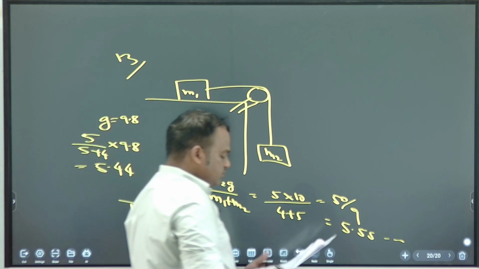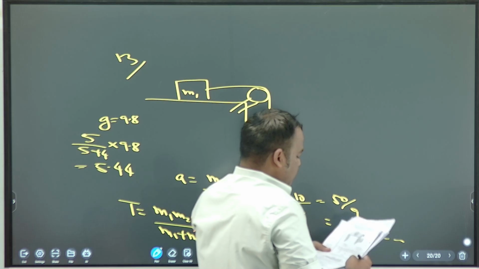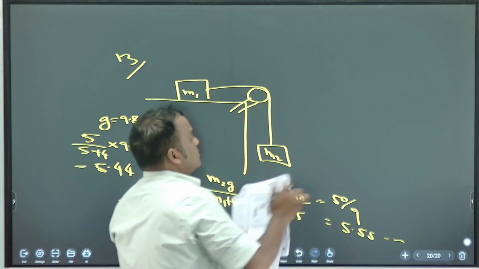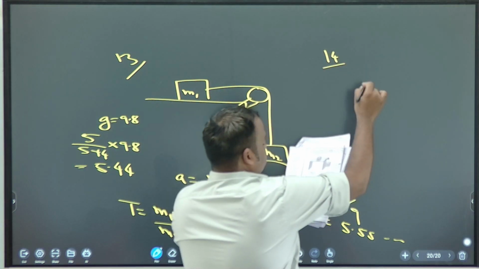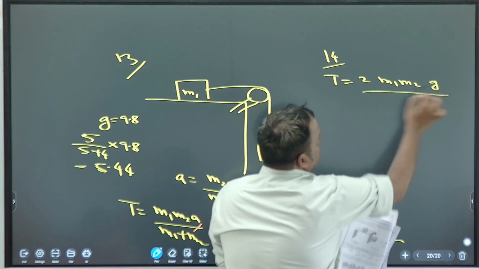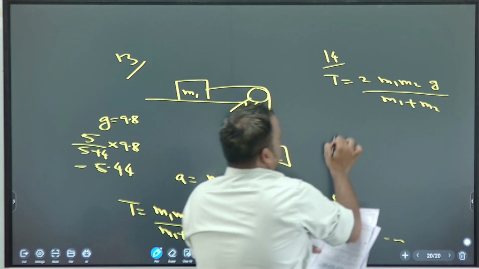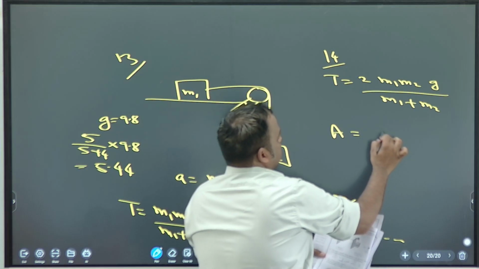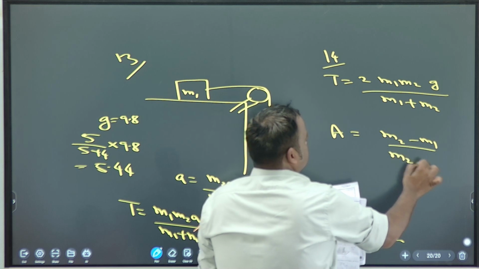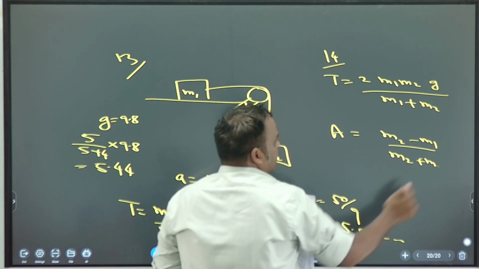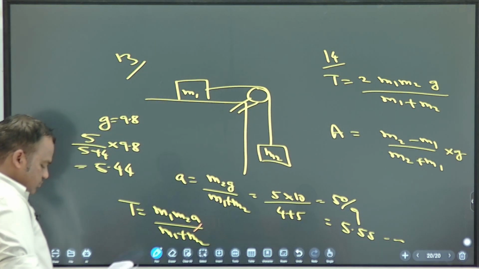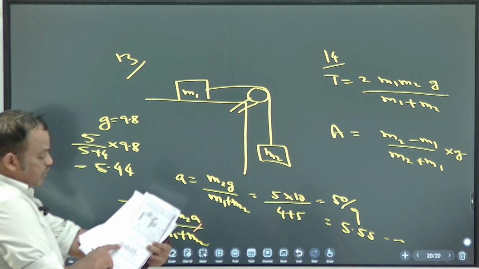Okay, next, 14. 2 kg and 3 kg are attached to a string, and a pulley is fixed at the top. Tension, again the same formula. So for 14, what is the formula for tension? 2 product G by sum. And for acceleration, what is the formula? Difference, greater minus smaller, by sum into G. Use the formula, you will get it. Okay, 15. 3 blocks.